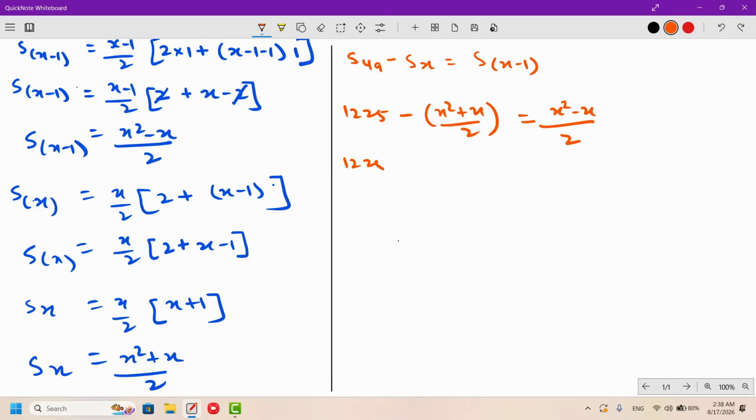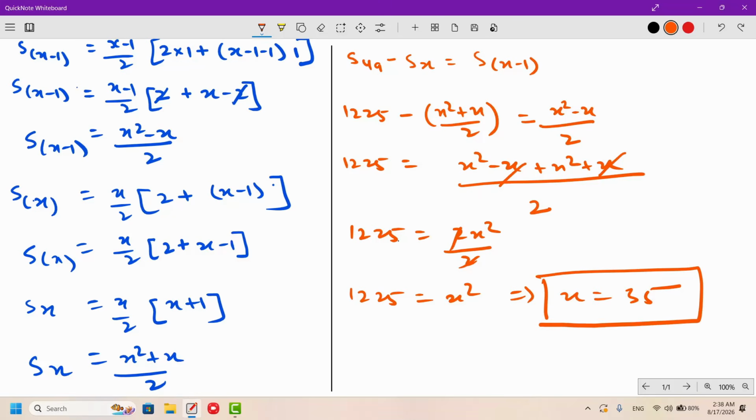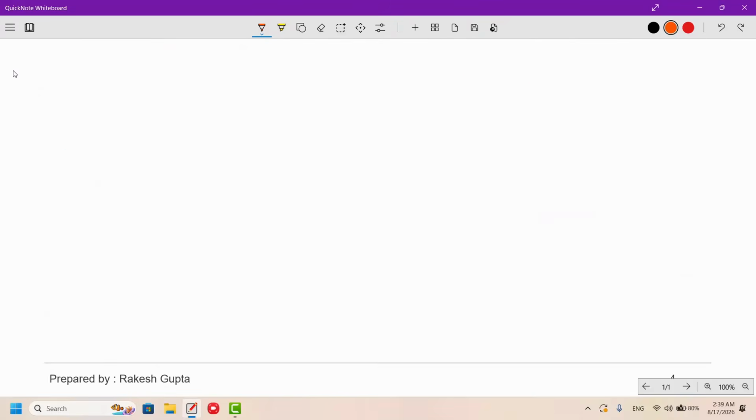So 1225 is equal to (x square minus x) plus (x square plus x) by 2. Minus and plus cancel. So 1225 is equal to 2x square by 2, 2 cancel. So 1225 is equal to x square, that implies x equals 35. This one is your answer.